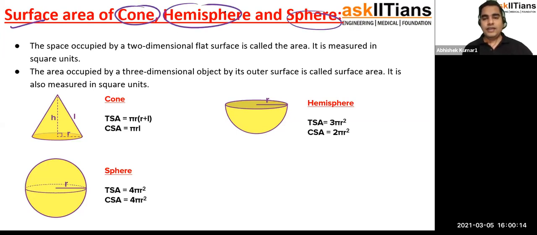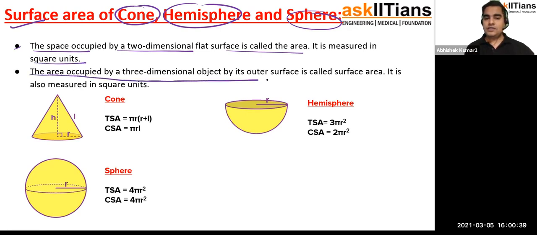We already discussed in detail what is the meaning of surface area, and the meaning of volume as well. But let us quickly revisit those definitions. The space occupied by a 2-dimensional flat surface is called area. It is measured in square units. We all know that, right? The area which is occupied by a 3-dimensional object by its outer surface is called surface area, and it is also measured in square units. Okay, what does that mean?